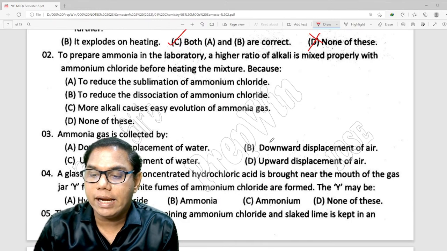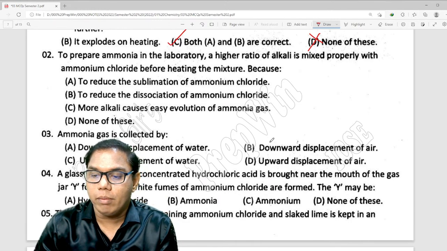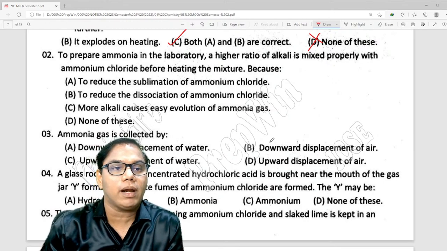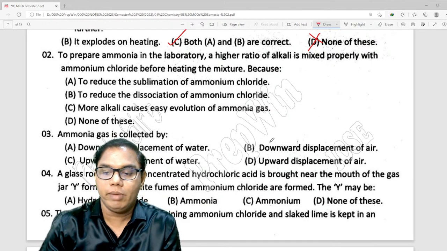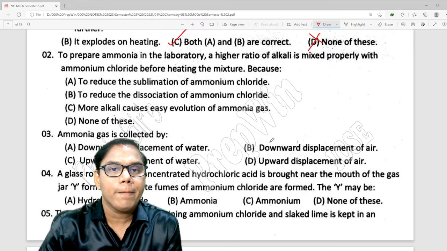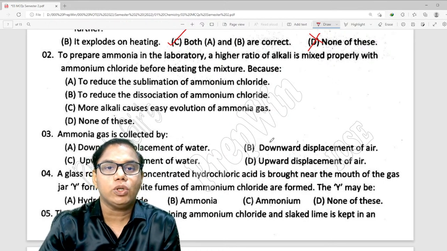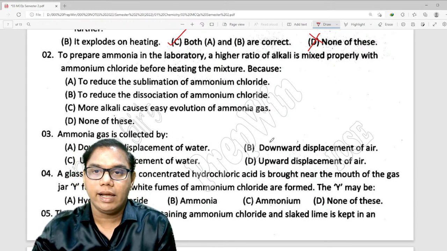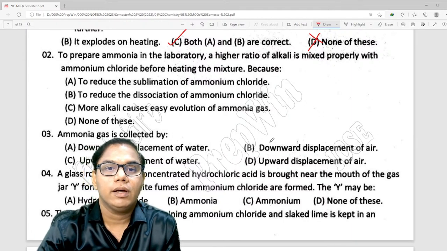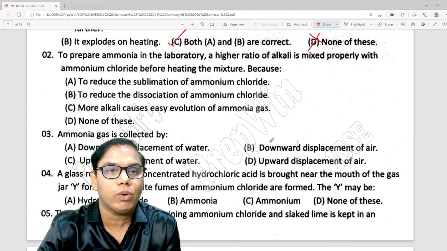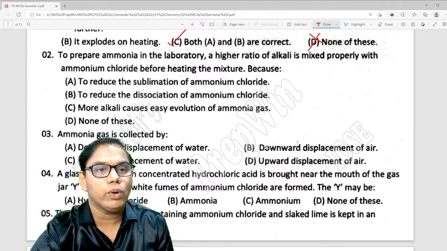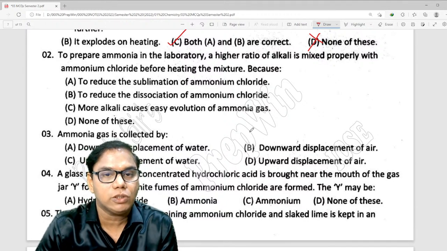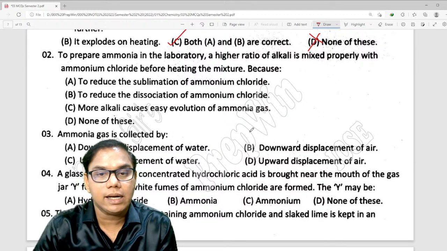To prepare ammonia in the laboratory, a higher ratio of alkali is mixed properly with ammonium chloride before heating the mixture. Why? What is that ratio? Because it reduces the sublimation of ammonium chloride. I want the answer for the second one: to reduce the dissociation of ammonium chloride, what is the correct answer?